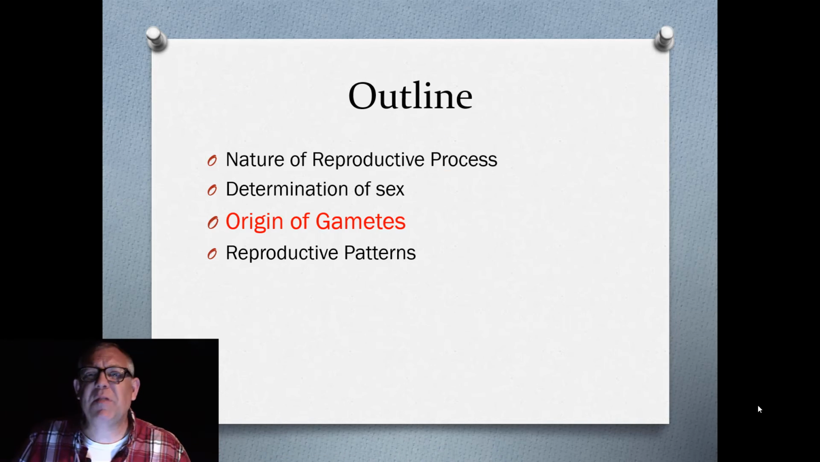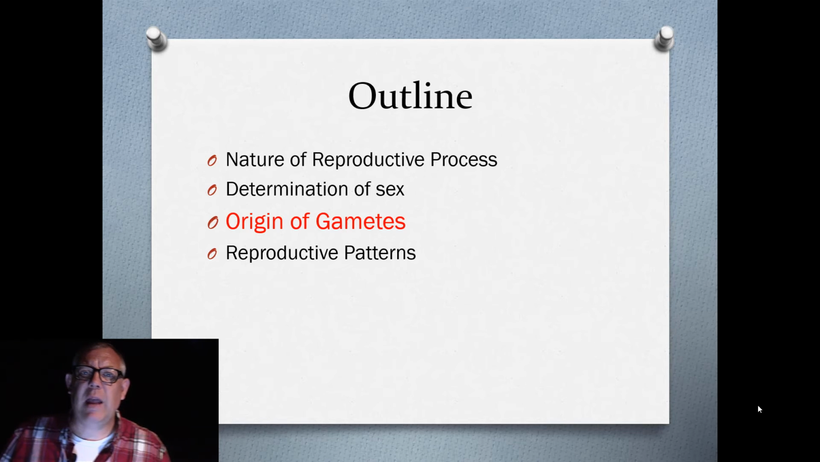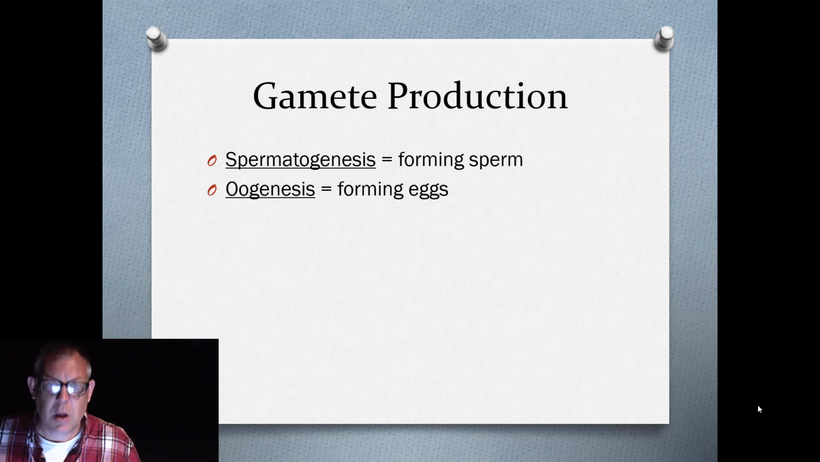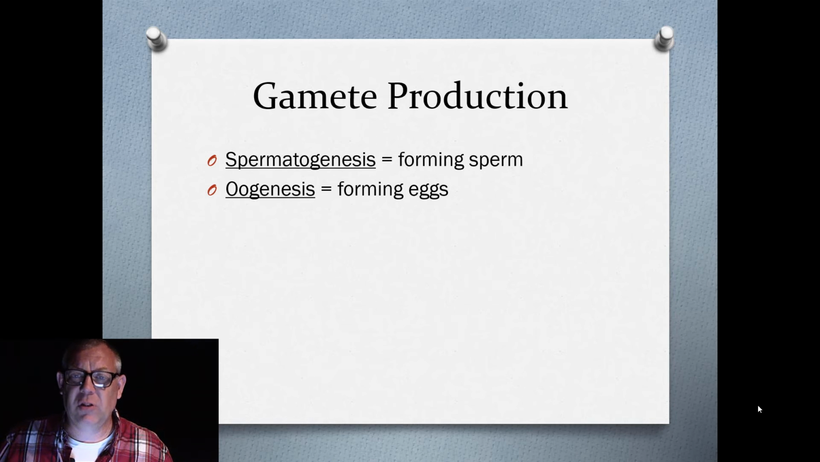Okay, let's briefly talk about the origin of gametes. We've talked about meiosis, but specifically, where does this occur and how do those gametes, how does the egg and sperm get formed? So spermatogenesis is the formation of sperm, oogenesis is the formation of eggs.